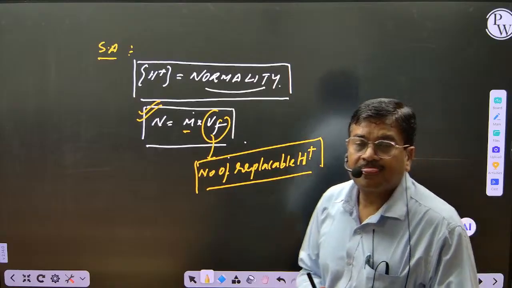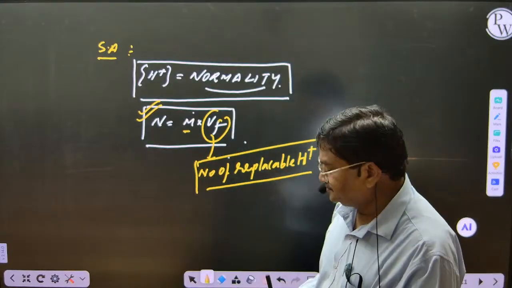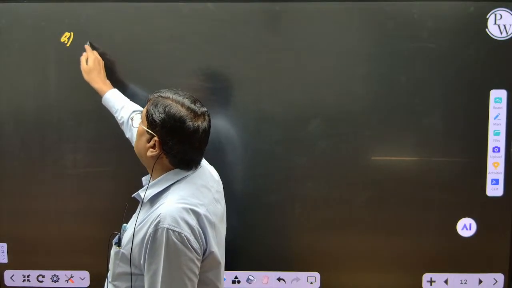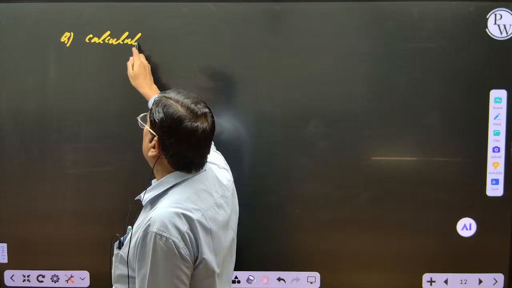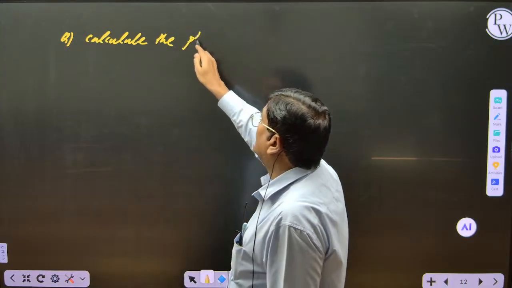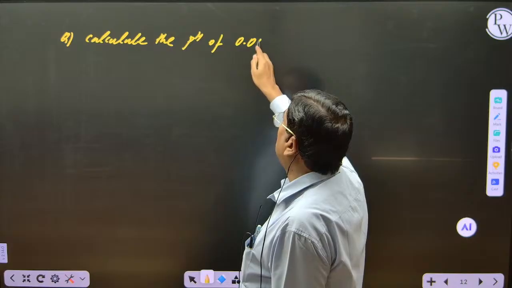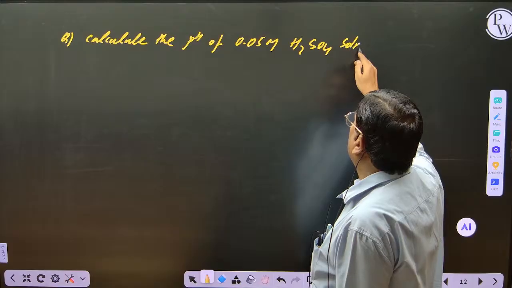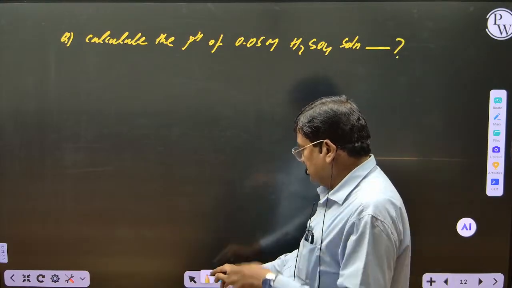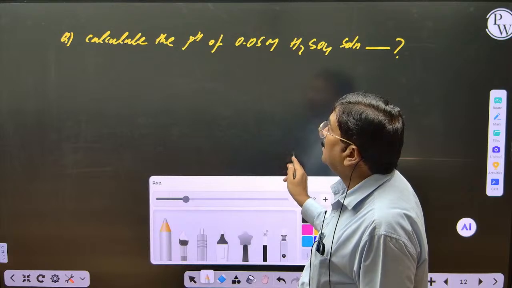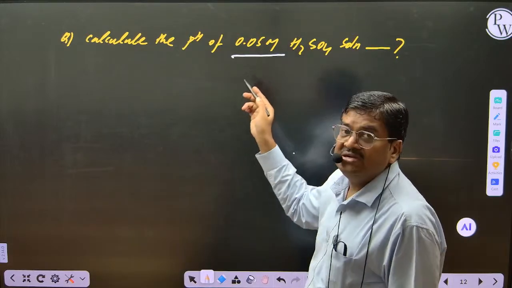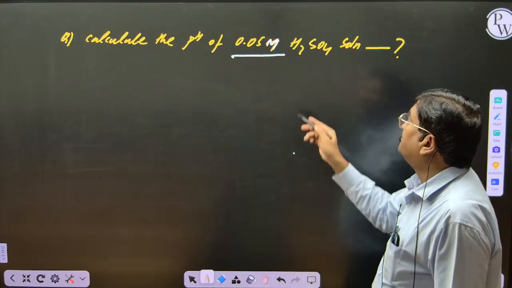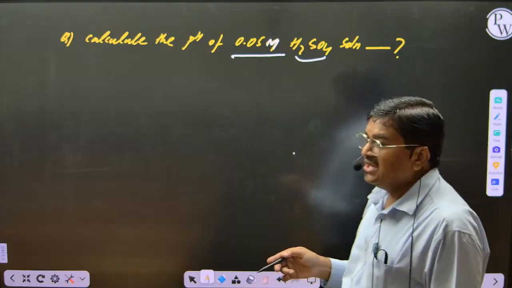Understood? Write one question. Calculate the pH of 0.05 molar sulfuric acid solution. Now read the question. What he wants is to find the pH for 0.05. See the value, this is given in molarity. Of what acid is it? Sulfuric acid. Now to get pH, what do we require?